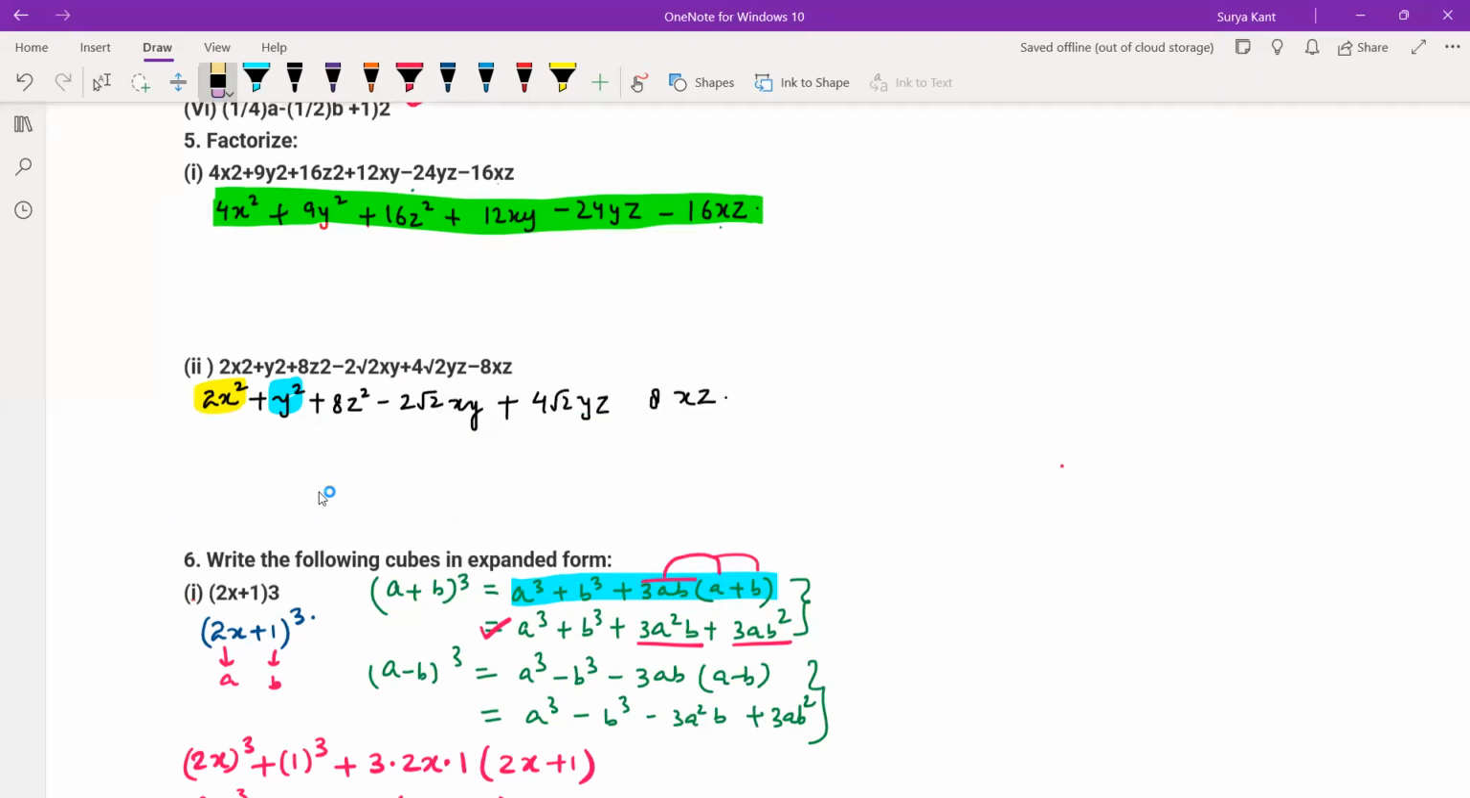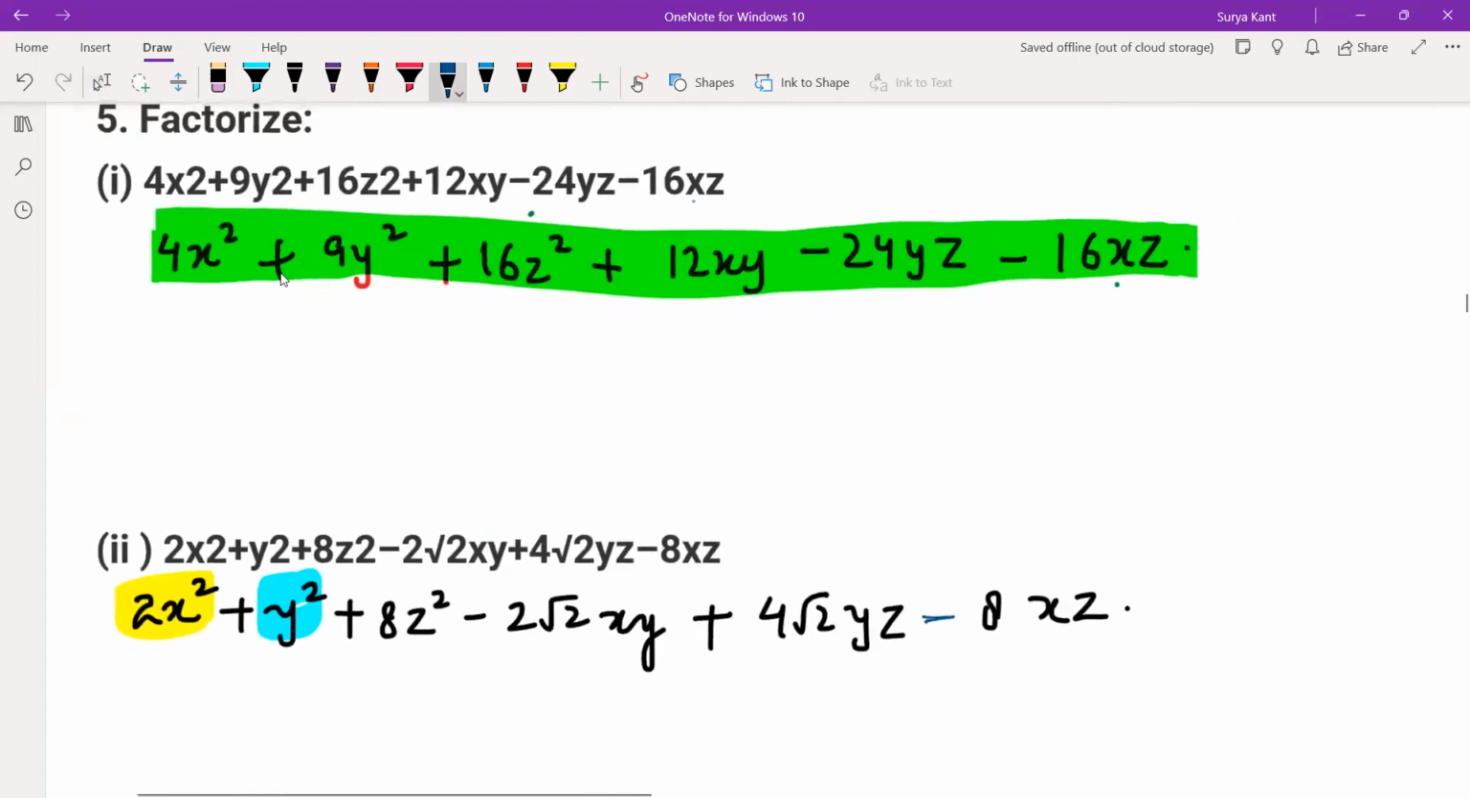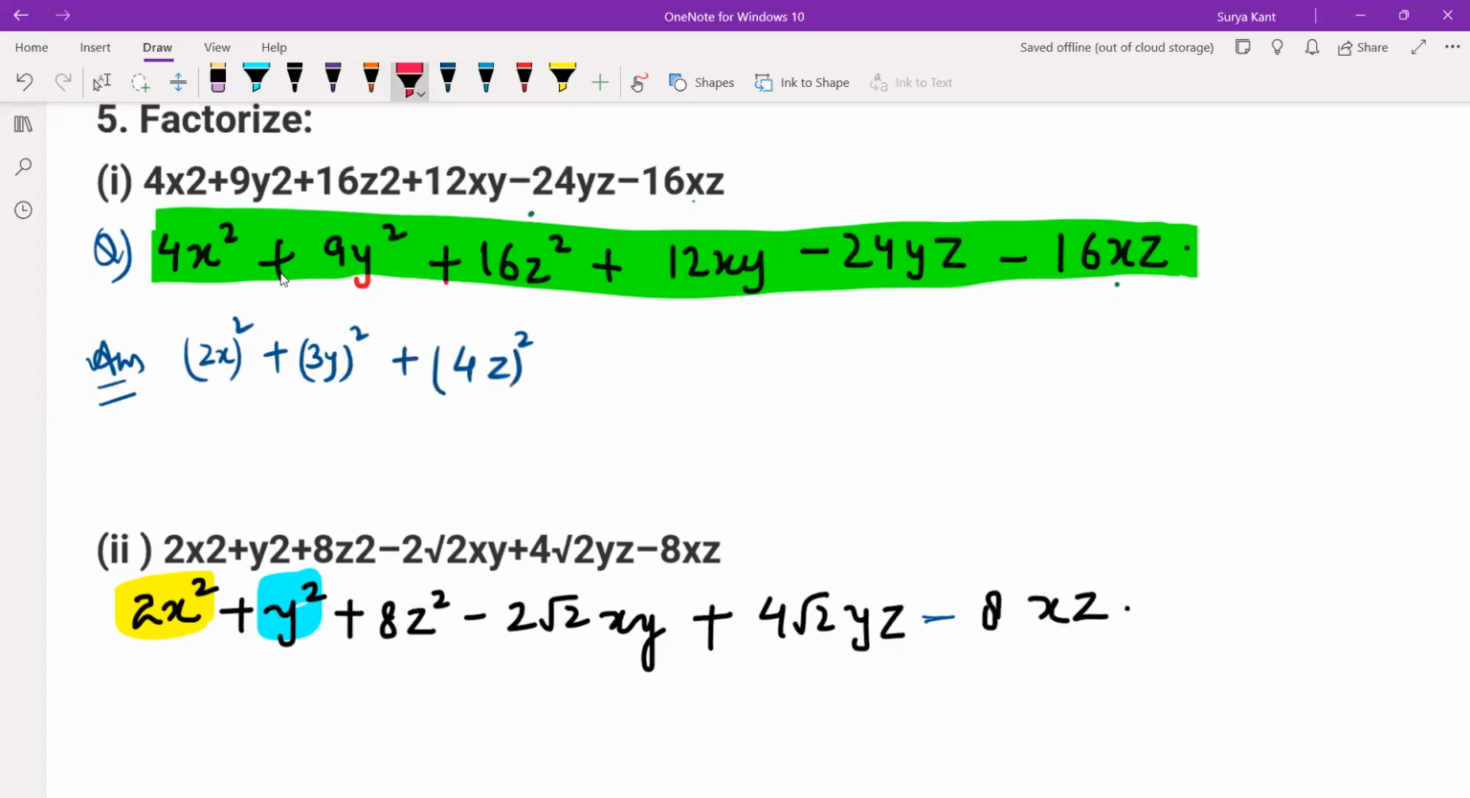Rakshit, tell me the answer for this. Directly we can just write, right? See, this is nothing but 2x whole square. Can you understand? This is nothing but 3y whole square. This is nothing but 4z whole square. So what is the problem over here? There are two minus signs here, and here is minus.